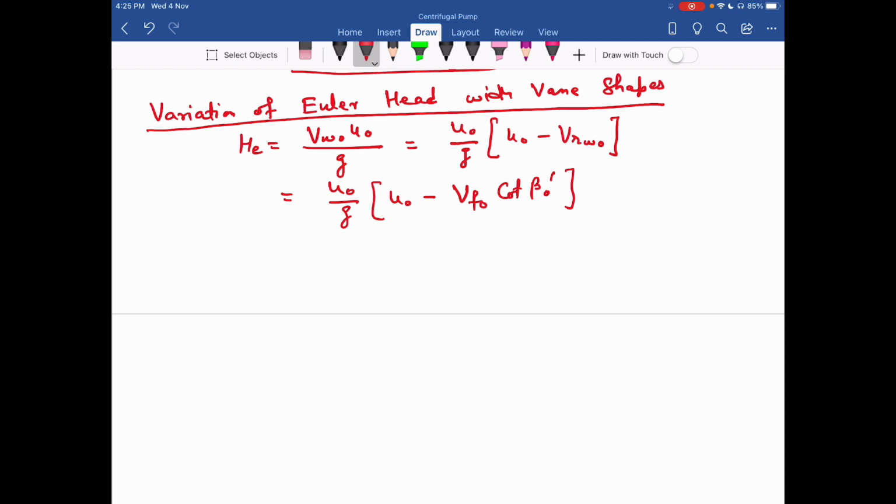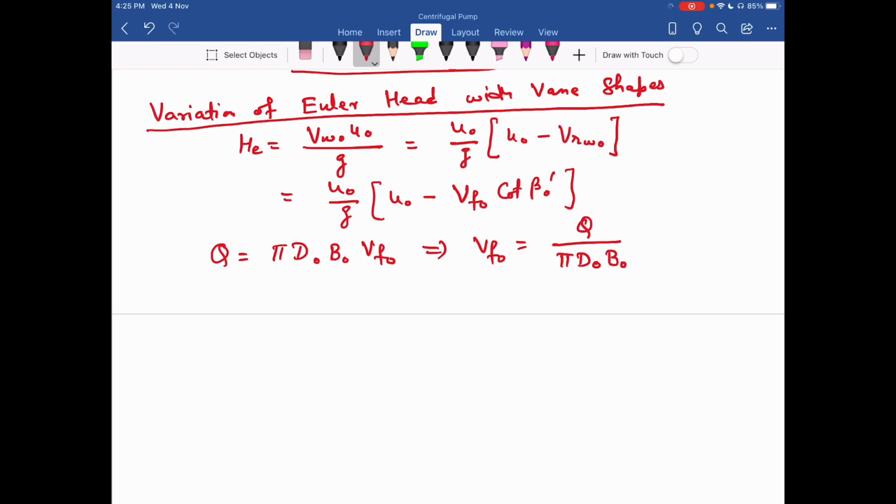Now I have the formula for discharge. So discharge is similar to that of my reaction turbine, that is pi. At outlet, I can write D_o, B_o, V_fo. So from here, I can write V_fo is equal to Q divided by pi D_o B_o.